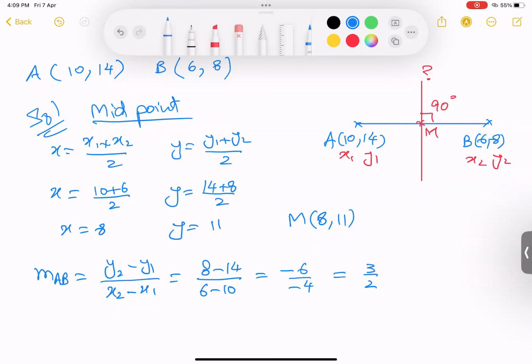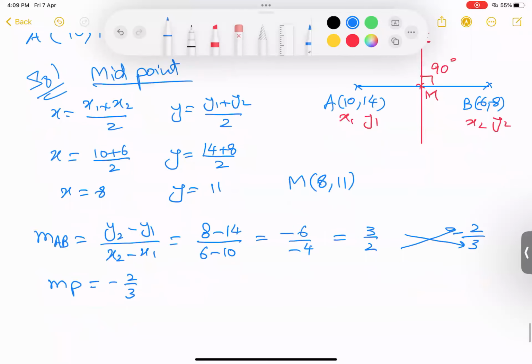And if you take the negative reciprocal, 2 goes up, 3 goes down, and the sign changes. As it becomes plus, it will become minus. So the gradient of the perpendicular means -2/3. So I hope it is clear. Now I'm finding the equation finally, the equation of the perpendicular bisector.